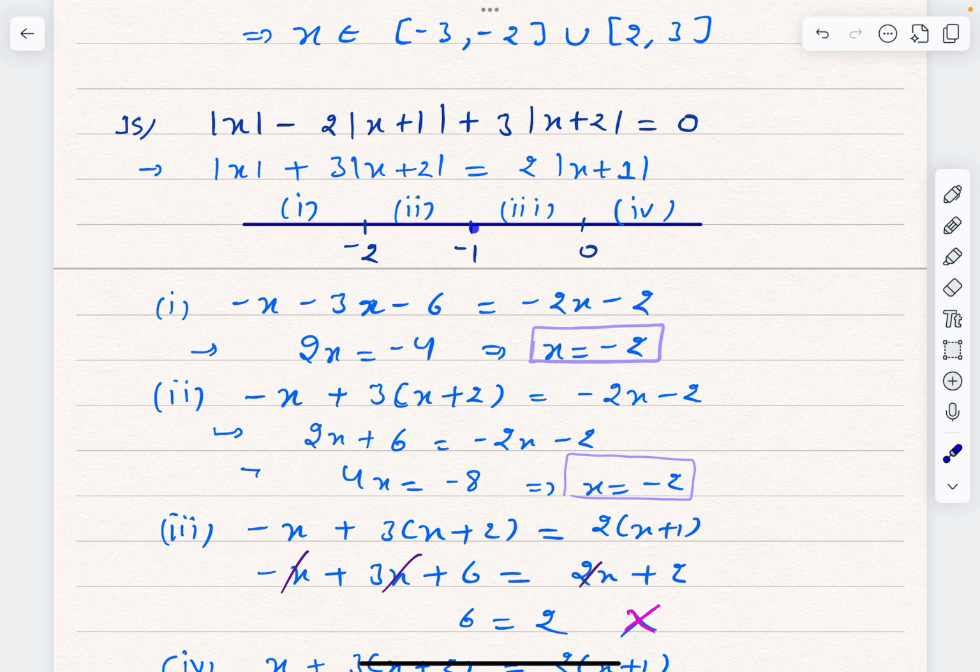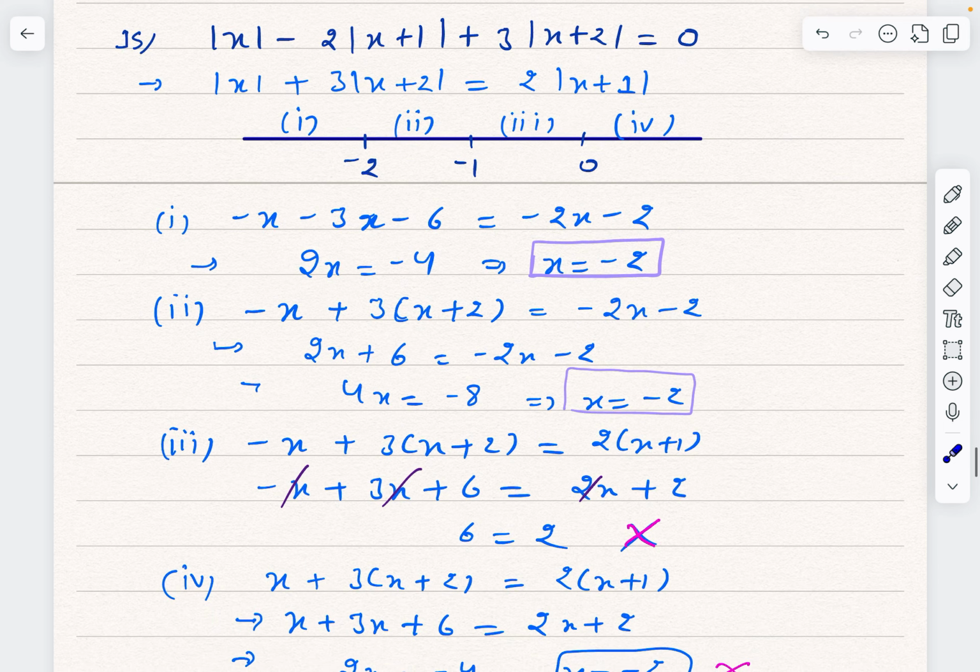Third case, between minus 1 and 0, this will still be negative, but this and this will be positive now. So you get minus x plus 3x plus 2 is equal to 2x plus 1. When you solve, x will get cancelled out everywhere. You just get 6 equal to 2, which is not correct. So there is no solution in the third case.